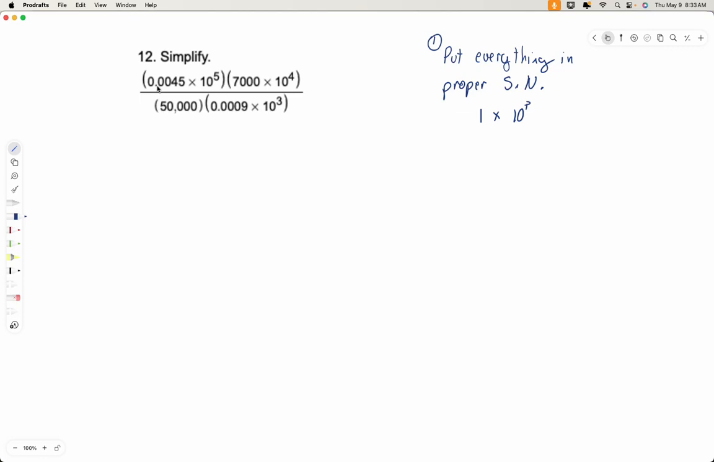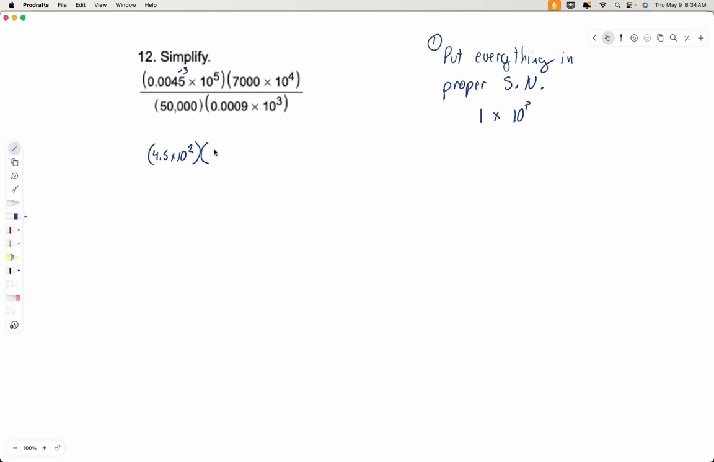So I'm going to move my decimal back 1, 2, 3 spaces. So it's -3 because it's backwards 3 spaces to make that 4.5 times 10. And I'm going to combine my exponents, -3 and +5. That gives me +2.